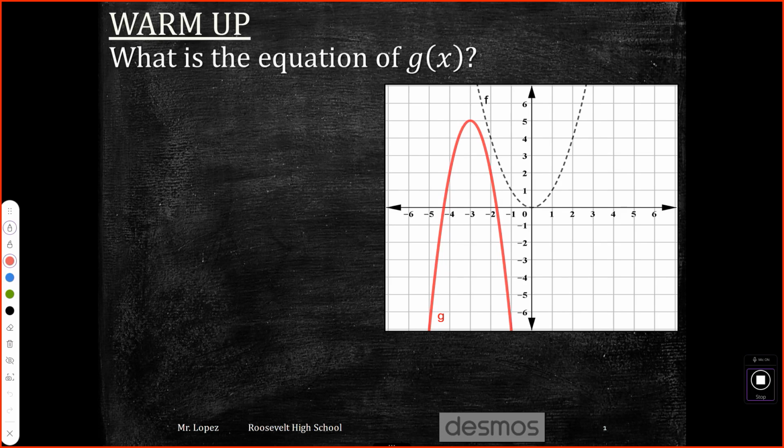Okay, let's begin with the warm-up. What is the equation of g of x? This g of x is this upside down parabola. And we want to know what were the transformations of the parent function f here that it became this g function now. So what kind of transformations were there?